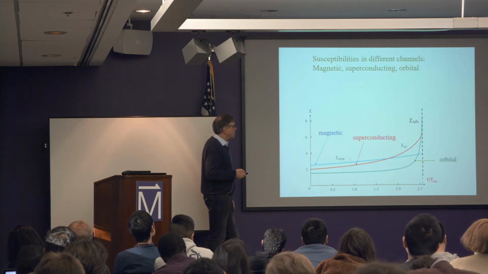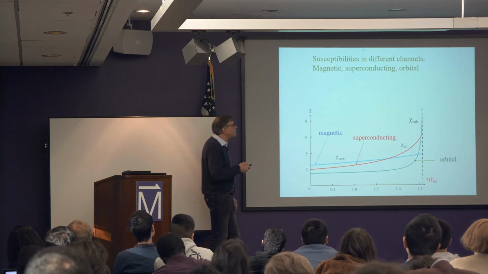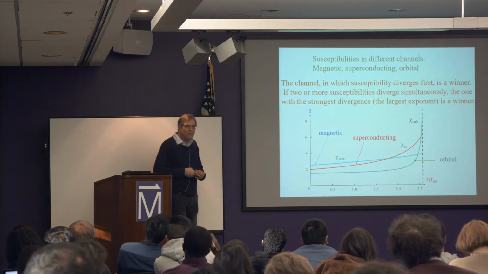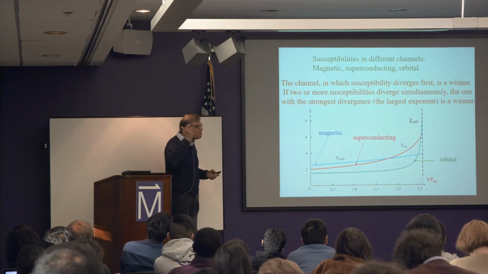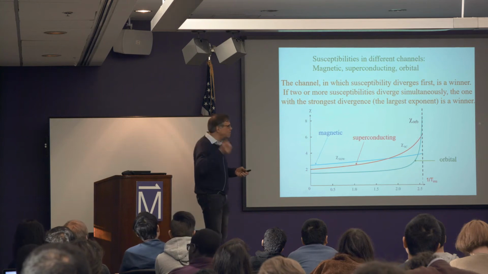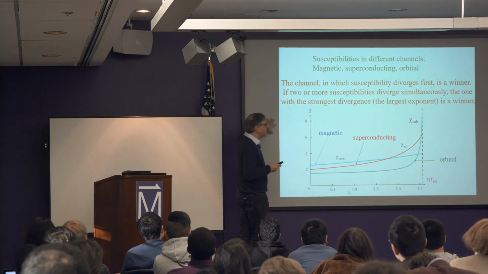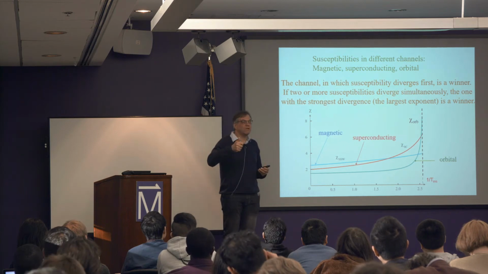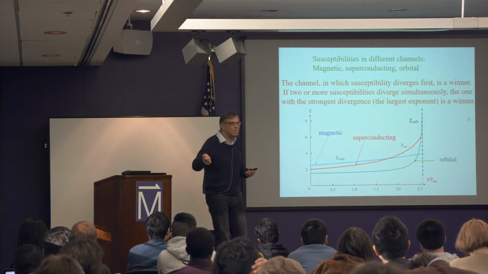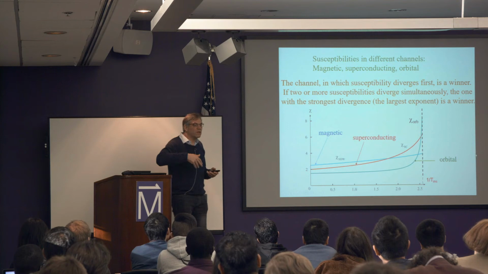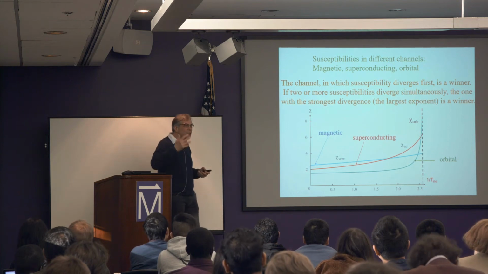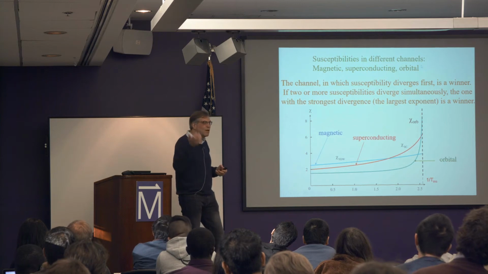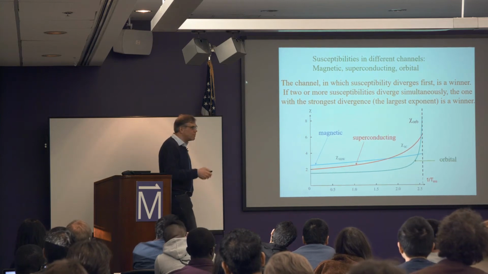OK, just the result. You calculate susceptibilities in all different channels. It's a separate procedure how to calculate the susceptibility, so let's not go into details. The story goes this way. The susceptibility which diverges first is the channel that wins. If two or more susceptibilities diverge at the same time, you look at the exponent, and the susceptibility diverging with the highest exponent is also declared a winner.